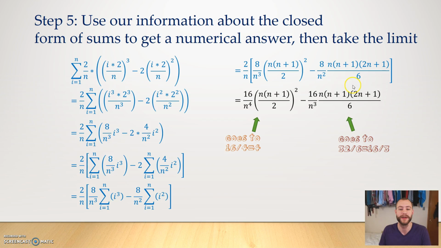That's the closed form. This is nice because we can take the limit of this. We'll actually be able to make sense of that. And I do a little bit of simplification here. I distribute the 2 over n into here and 2 over n into there, and I get this stuff here.